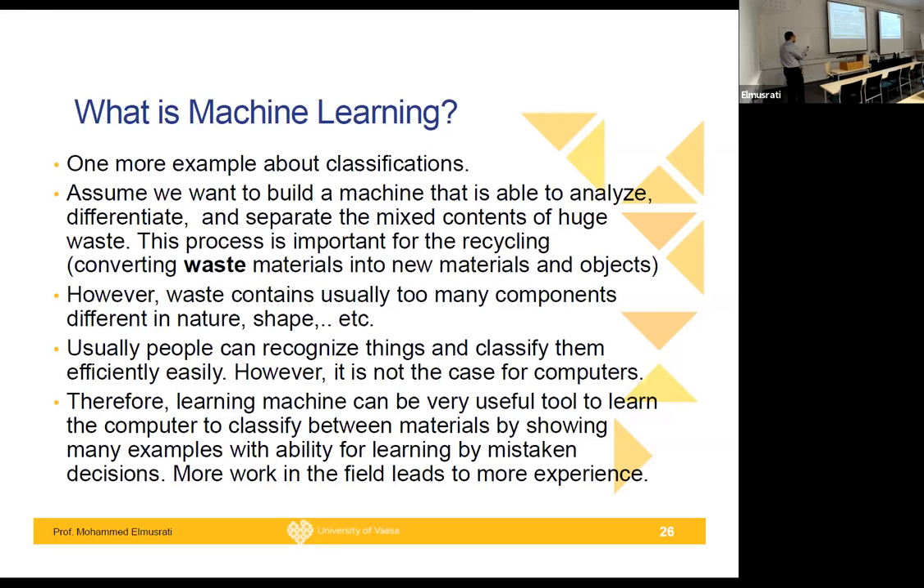Another application is in waste material, for example recycling. You can have a camera, and then you can use machine learning to recognize different materials: this is wood, this is metal, this is plastic, and so on. A human can do it easily, but for a machine, we need to teach it to do it efficiently, and of course it will be much, much faster.